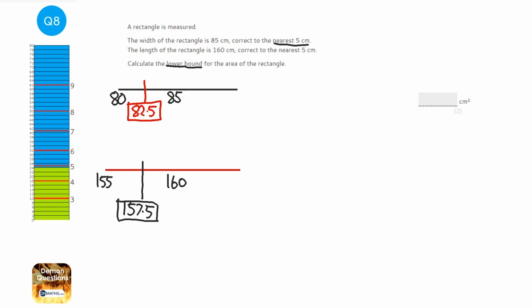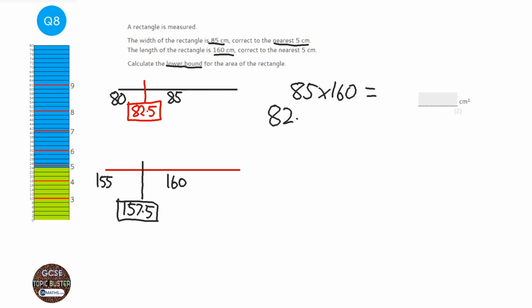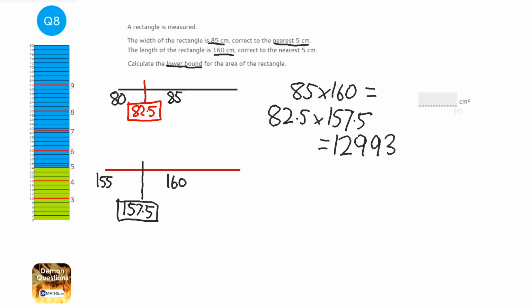Now, what many students would do is just look at the number. Well, the area is going to be 85 times 160, and that's what the area is going to be. But we know that the 85 could have been 82.5, and the 160 could have been 157.5. And that would give the lowest possible area. So if I get my calculator out, 82.5 times 157.5, and that gives me 12993.75. And it doesn't ask me to round it, so I'm just going to write down the exact number.